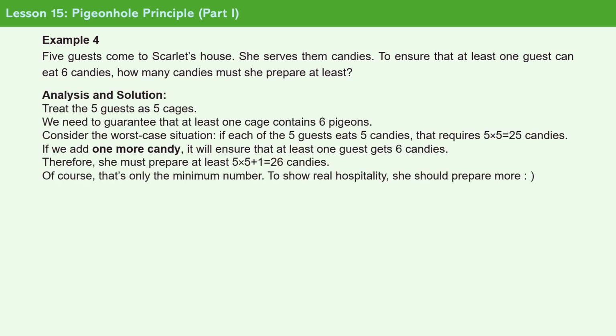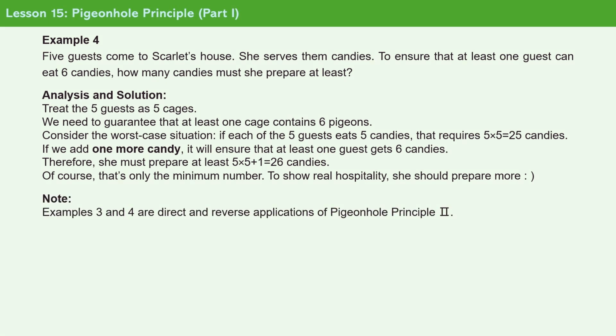Treat the 5 guests as 5 cages. We need to guarantee that at least one cage contains 6 pigeons. Consider the worst case situation: if each of the 5 guests eats 5 candies, that requires 25 candies. If we add 1 more candy, it will ensure that at least one guest gets 6 candies. Therefore, she must prepare at least 26 candies.